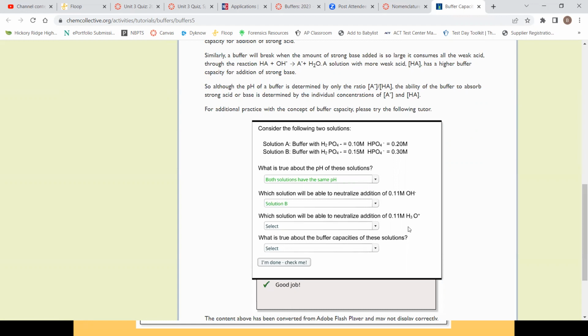Whereas if we look at which solution can neutralize 0.11 molar hydronium ion, that is going to combine with the hydrogen phosphate. Both of them are above 0.11 molar, so both solutions could neutralize that acid. And looking at what's true about the buffer capacity of these, since the molarities in solution B are higher, solution B is going to be able to neutralize more because it has a higher molarity.